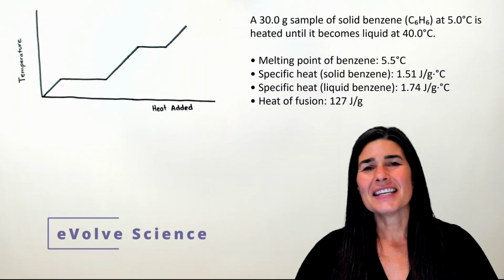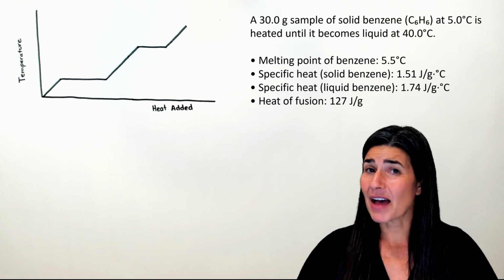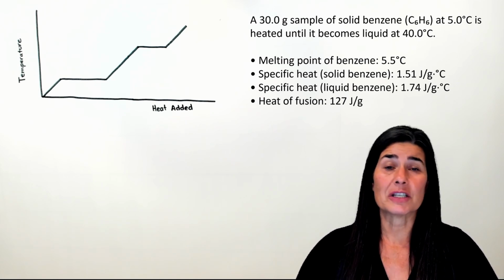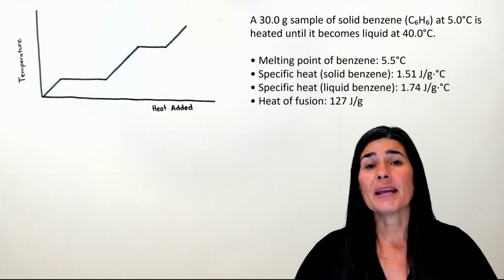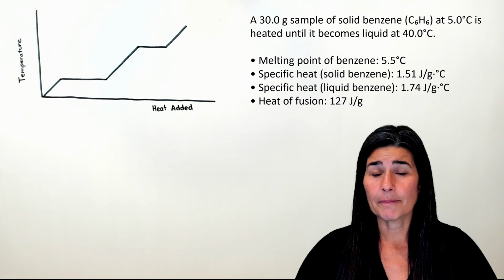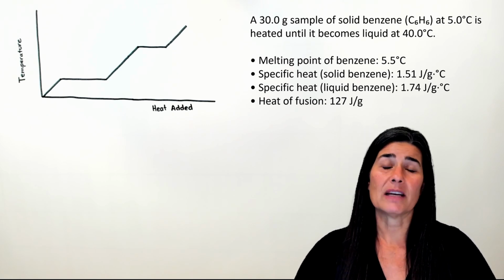Okay, in this problem, they tell us that we have a 30-gram sample of benzene at 5 degrees. We need to heat that benzene all the way up until it reaches 40 degrees Celsius. They would like us to determine the amount of heat needed to accomplish this change. Now, the first piece of information that they give us is the melting point of benzene at 5.5 degrees Celsius.